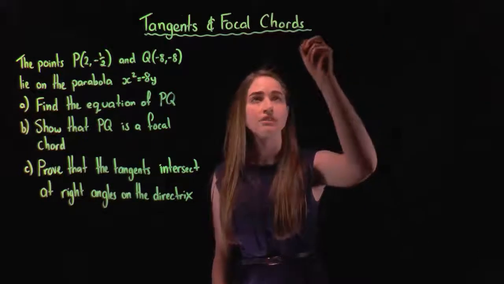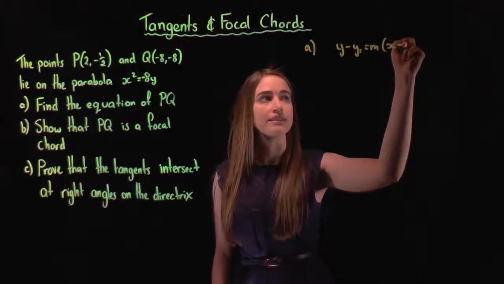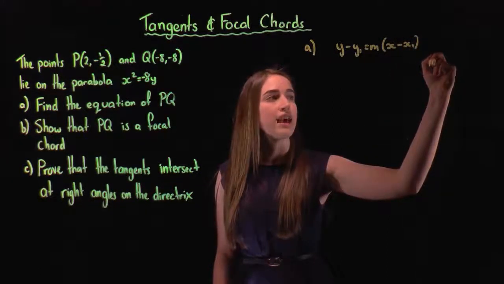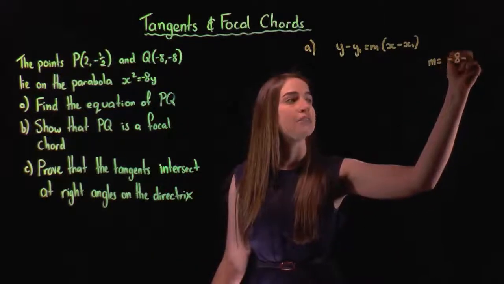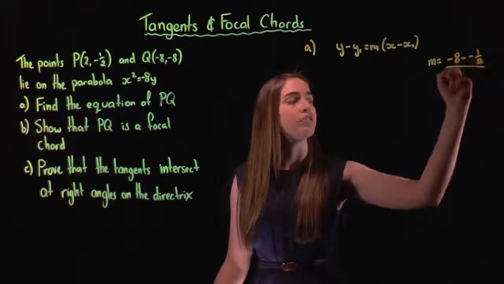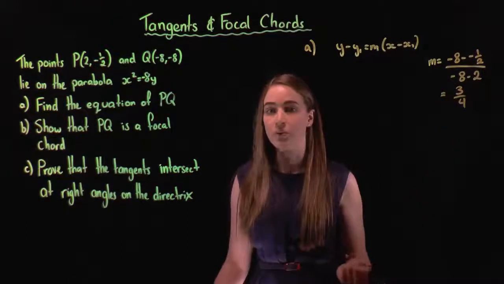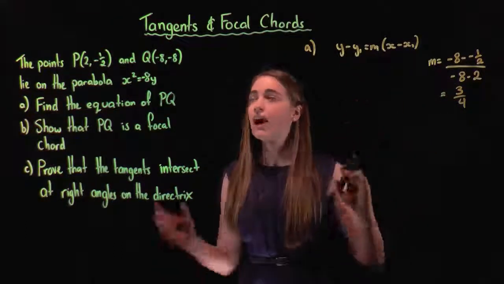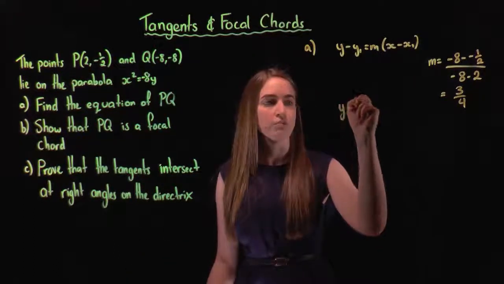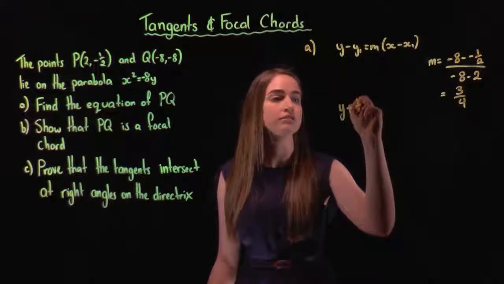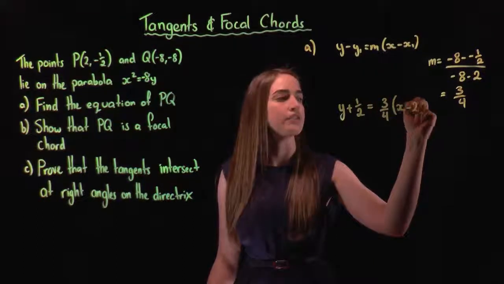So I'm going to start off, so this is for part A, with that y minus y1 equals m outside of x minus x1. So to find m, we're going to go y2 minus y1 over x2 minus x1. So minus 8 minus a half over minus 8 minus 2. And that will all simplify down to 3/4. And then we can substitute in here. We could use either P or Q, doesn't really matter. So let's go y plus a half equals 3 over 4 outside of x minus 2.